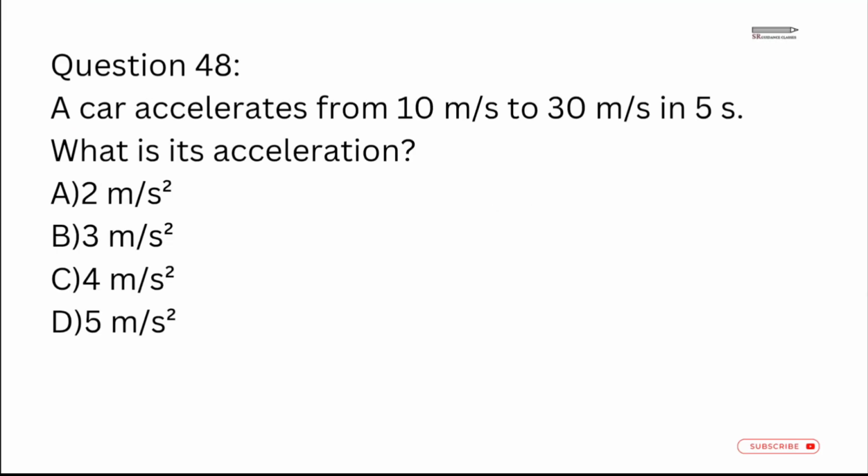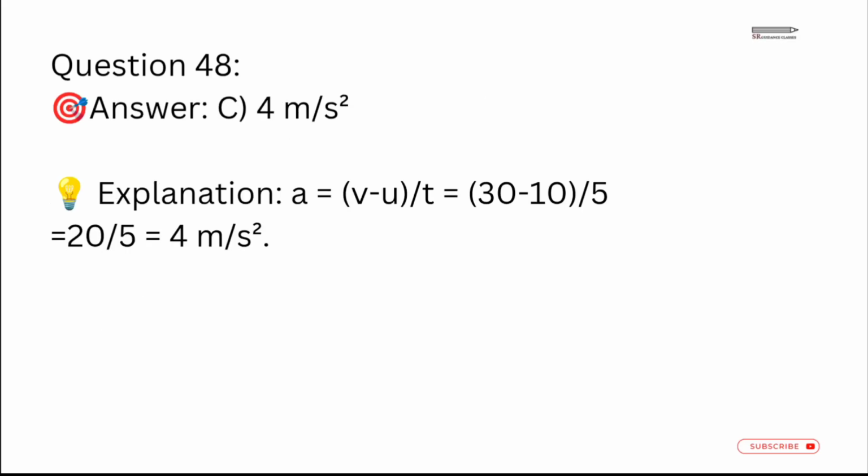A car accelerates from 10 meter per second to 30 meter per second in 5 seconds. What is its acceleration? The answer is option C, 4 meter per second square.